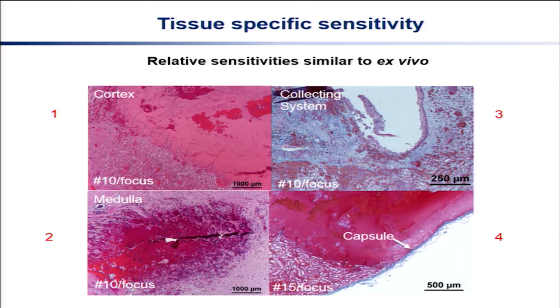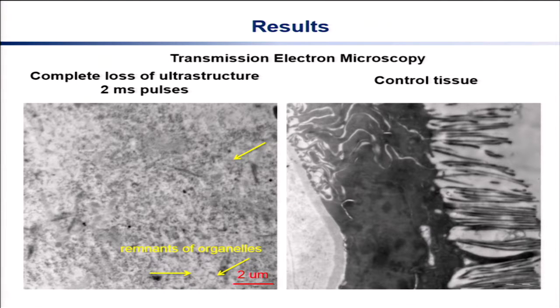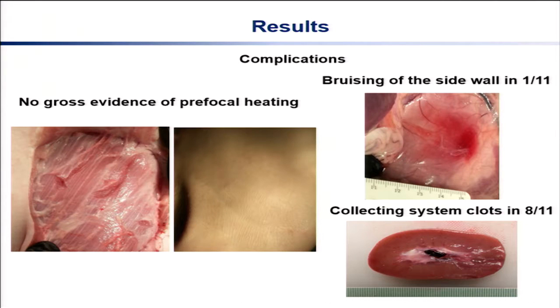So we found, as expected, a relative difference in sensitivity of different parts of the kidney to boiling histotripsy. The most sensitive was the cortex, then the medulla, then the collecting system, and then the capsule, which was never damaged with the treatment protocol that we used. The results of electron microscopy showed that all intracellular structure was lost, so everything was destroyed, which was a good sign. We did not see a significant adverse effect, so there was no gross evidence of prefocal heating. There was some small bruising on the side wall in only one pig, and there were some blood clots in the collecting system found after the treatment.